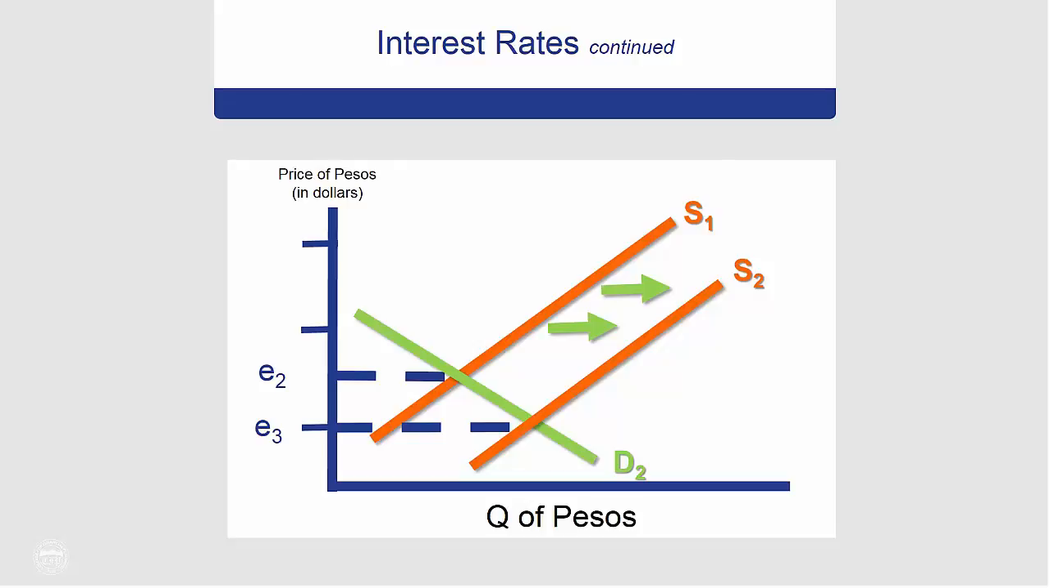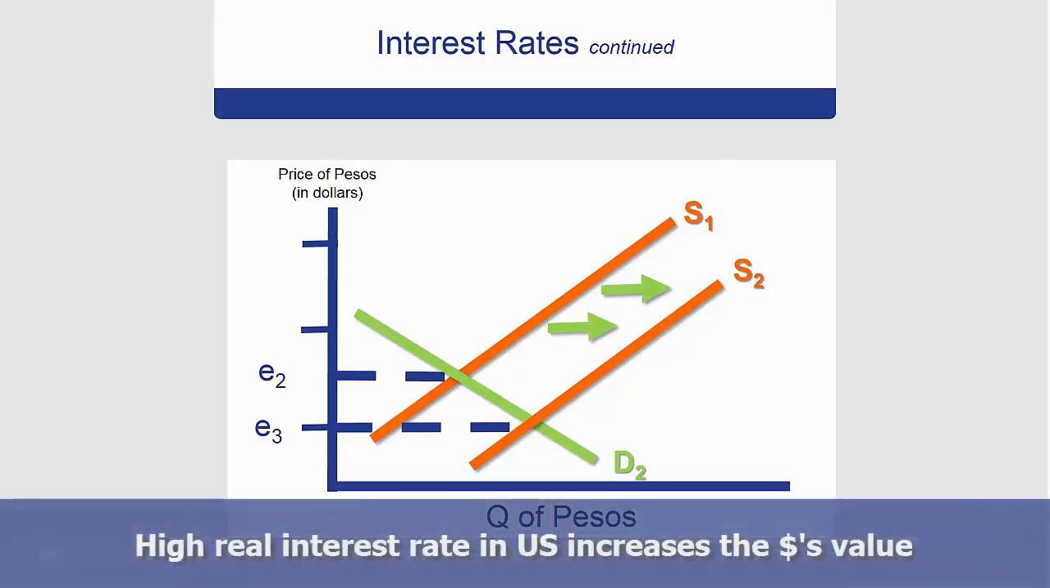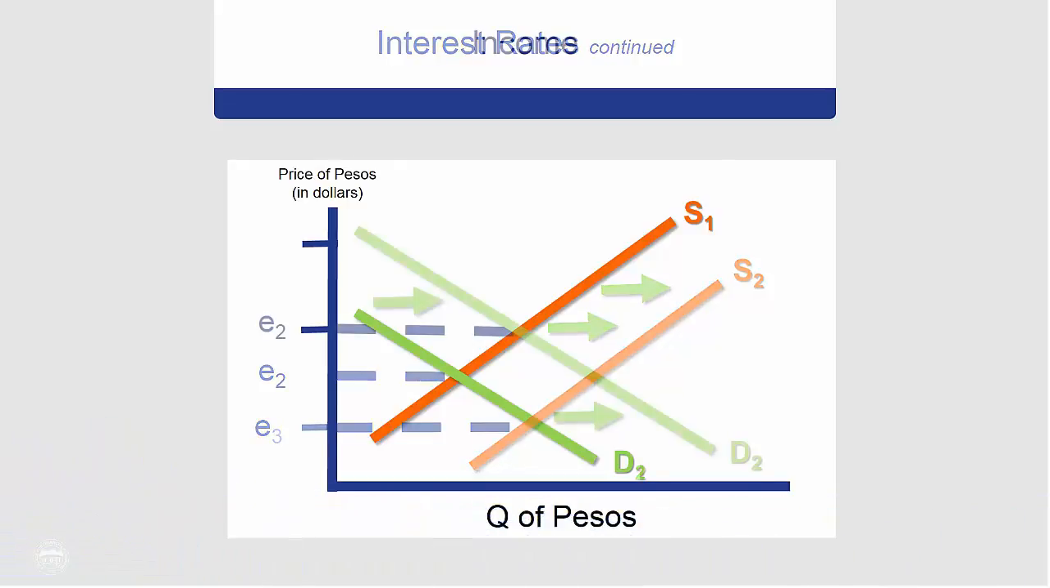We'll cover this more later on in the course as well. Real interest rates are nominal interest rates minus inflation. So real interest rates combine the effects of inflation and nominal interest rates we just took a look at. All else equal, a high real interest rate in the U.S. compared to other countries will tend to increase the dollar's value.